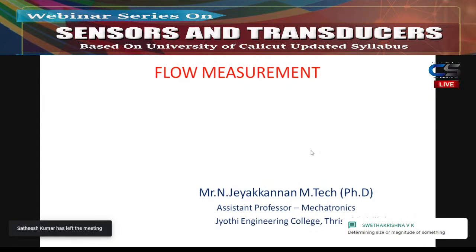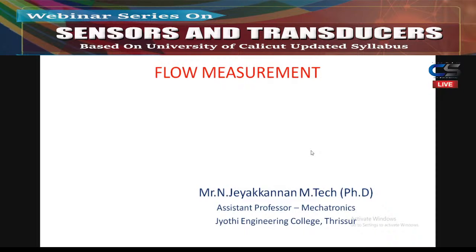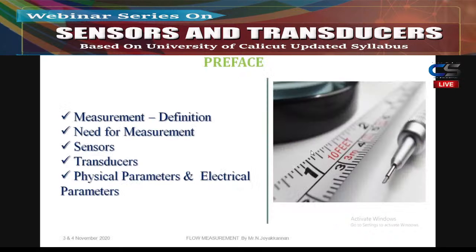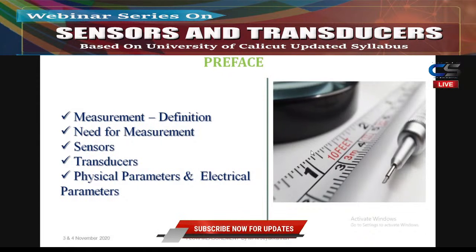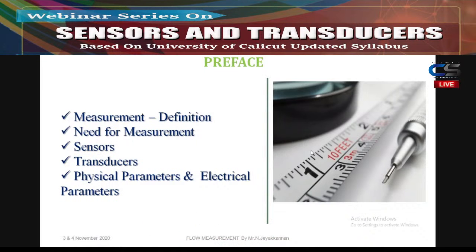The unit of measuring certain quantities or determining the size or magnitude of something. Yeah, someone has messaged. Before entering into any type of measurement, we should know these things: what is measurement, what is the need for measurement, what is a sensor, what is a transducer, and what is meant by physical parameter and electrical parameter. Whether it is flow, temperature, pressure or anything, the basic thing is measurement. Measurement is nothing but measuring a physical quantity to a certain level so that we can process accordingly.